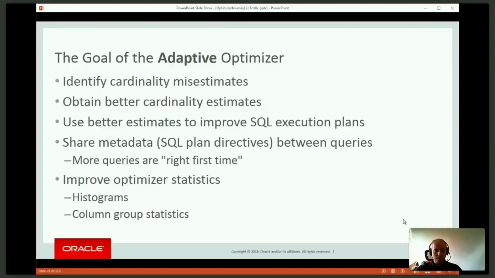And on the back of that, we'd like to improve the statistics we have. So in other words, if cardinality estimates aren't correct, then maybe we should create new histograms. Maybe we should create extended statistics in the form of column group stats. Maybe we should create those to improve our cardinality estimates downstream.